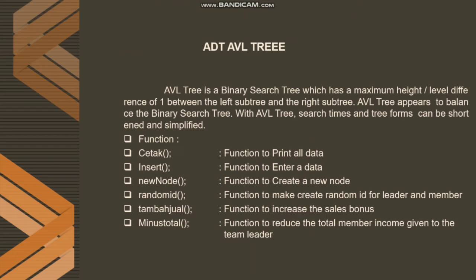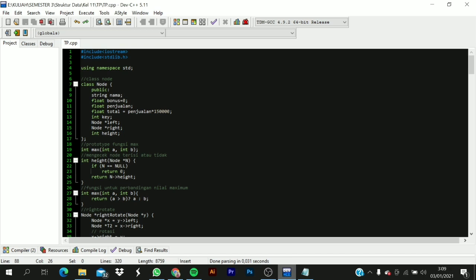Functions. Print: function to print all data. Insert: function to enter all data. New node: function to create a new node. Random ID: function to create a random ID for leader and member. Tambah jual: function to increase the sales bonus. Minus total: function to reduce the total member income given to the team leader.